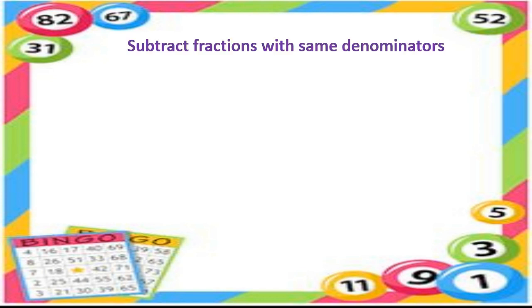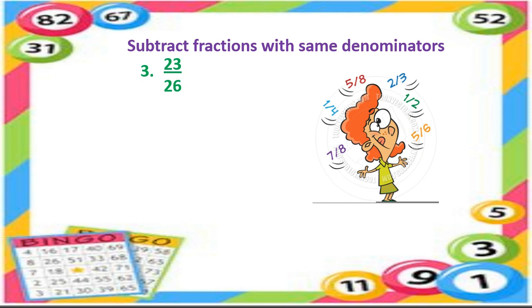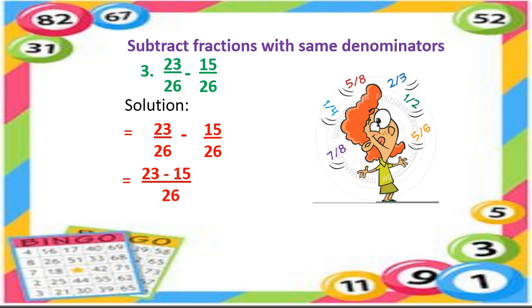Now move towards the third question, which is 23 upon 26 minus 15 upon 26. Here we are going to subtract the larger fractions as compared to the previous ones. Let's begin the solution. What is the first step? Yes, we'll copy the fractions as it is with their sign. After this we will take the same denominator as common denominator and subtract the numerator's values. 23 minus 15 upon 26. 23 minus 15 equals 8 upon 26.